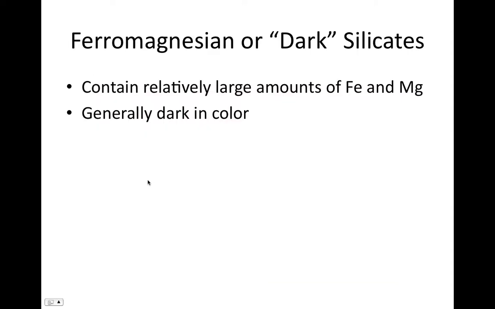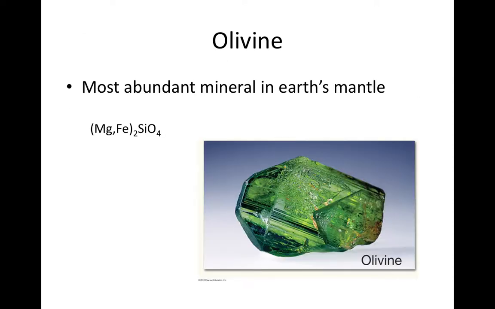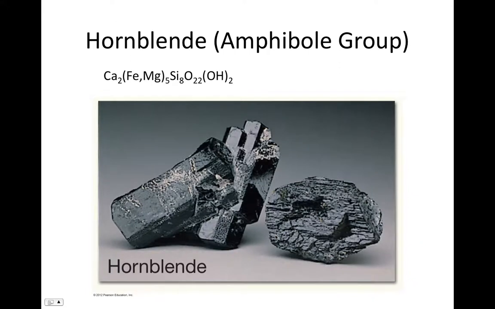Now we're going to look at the ferromagnesian silicates, also known as the dark silicates. These ferromagnesian silicates contain a relatively large amount of iron and magnesium, and they're generally dark in color, which gives them the name the dark silicates. So our first ferromagnesian silicate is olivine, having iron and magnesium with silica. It is the most abundant mineral in Earth's mantle. It gets its name olivine because of its green color.